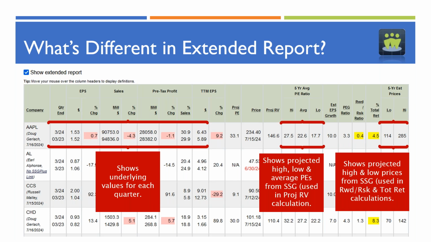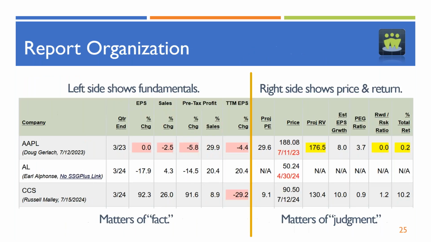That's the thought. On the right side, we show in the extended report the 5-year average PE ratios from your stock selection guide, the high, average, and low PE ratios, your projections. And again, we don't show those in the default report because they're incorporated into the projected PE and projected relative value figures. So we don't feel like you need to see those, perhaps. On the far right, the 5-year estimated high and low prices, we also don't show those. There are other reports that will show you if a stock is in the buy zone, but that's not the purpose of this report. We're looking at the fundamentals here.